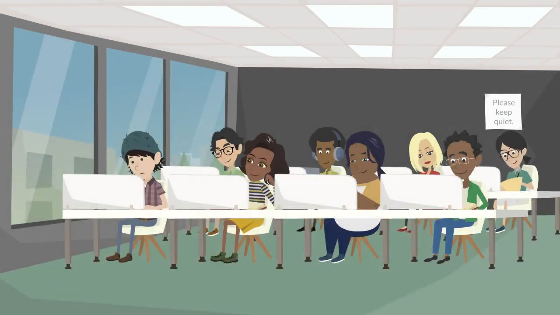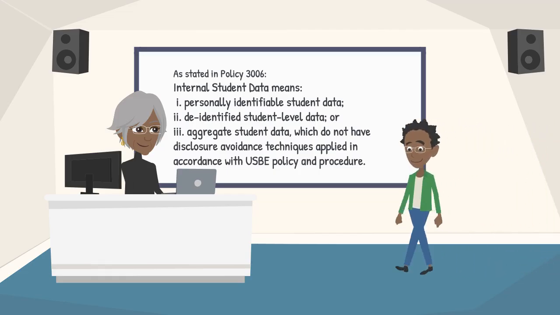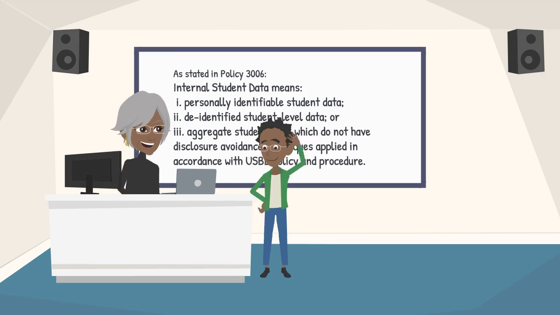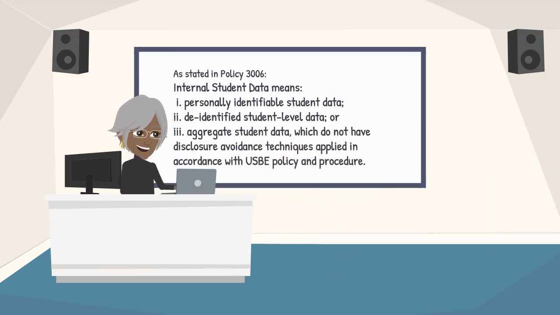This policy categorizes student data into two types: internal student data and public-ready student data. Internal student data is any data that is personally identifiable, de-identified student-level data, or even aggregate data that does not have disclosure avoidance techniques applied. For example, internal student data could be student test scores that are only meant to be accessible by a teacher.